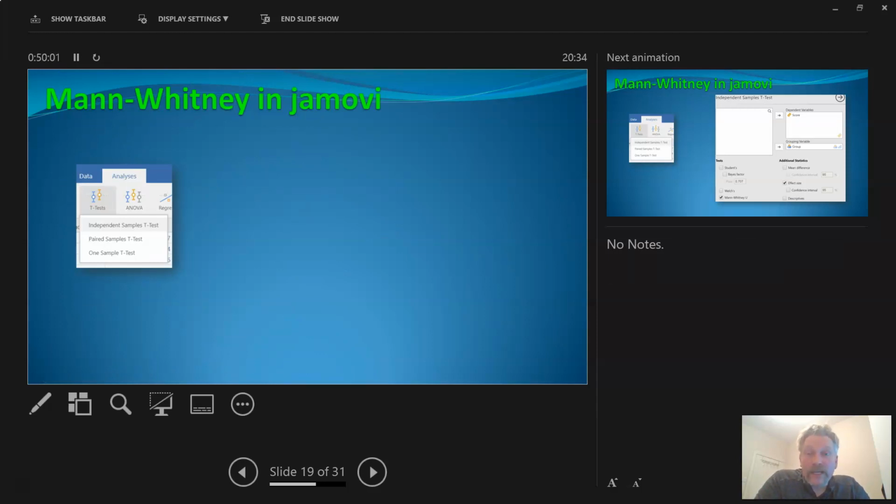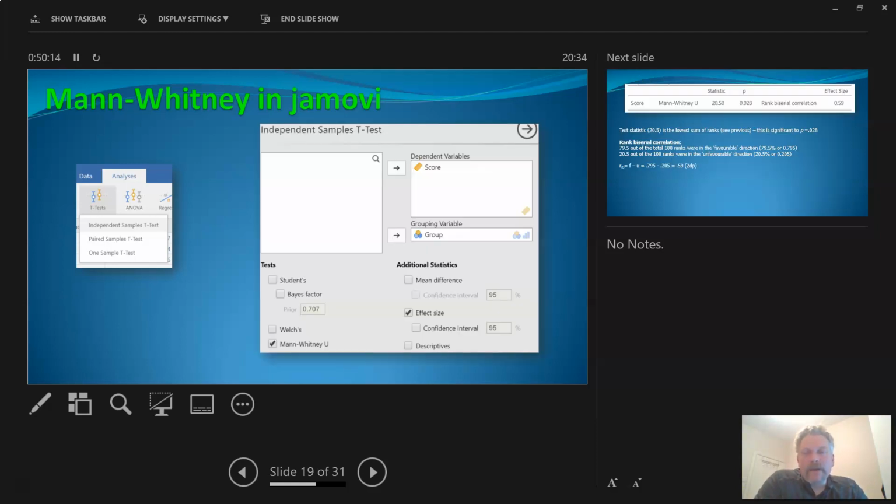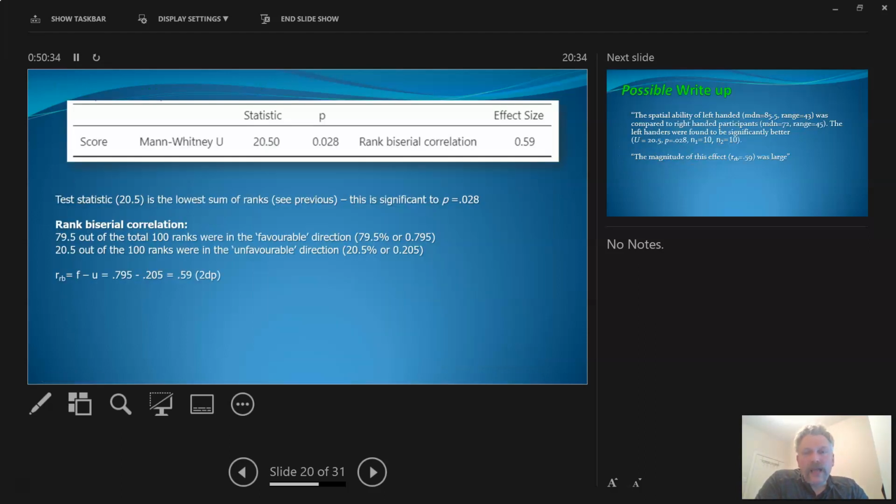How to do the Mann-Whitney in Jamovi, same as before. You'll find out more about this when we actually do this type of test in the workshop. We'll look at the independent t-test, and what we can do is just select the Mann-Whitney at the bottom. Again, we've got the spatial ability score, and we're going to compare our two groups on that, left versus right-handed people. And the output that we get from Jamovi is going to look something like this.